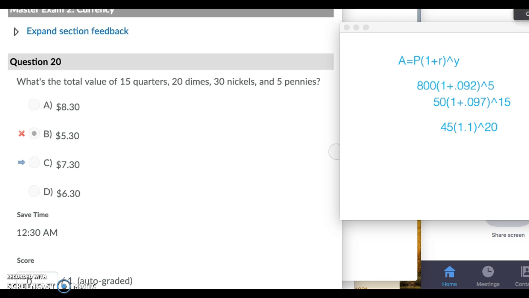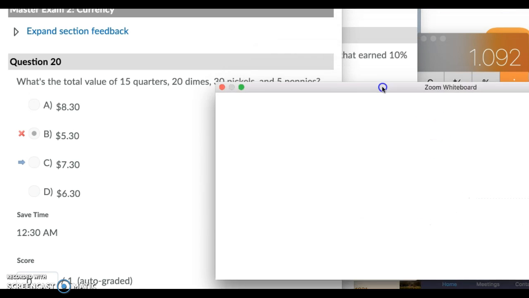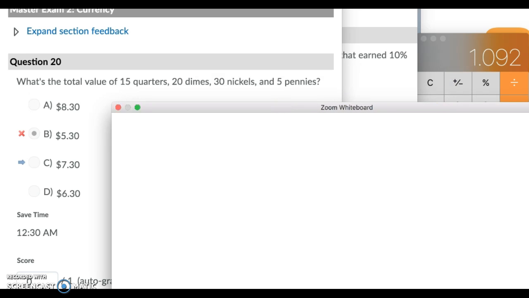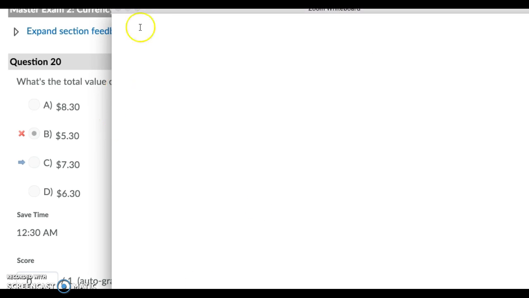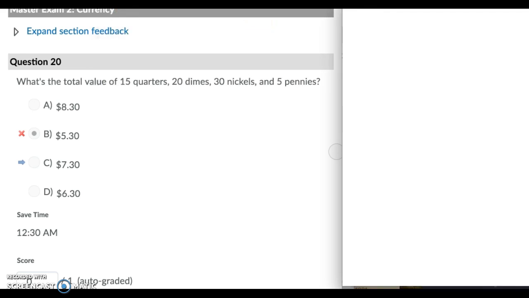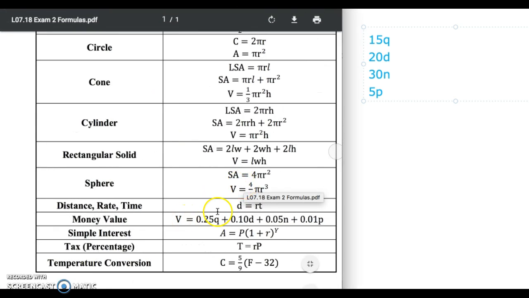What is the total value of, hold on, let me change this size. Okay, what is the total value of 15 quarters? So we've got 15 quarters, 20 dimes, 30 nickels, 5 pennies. I think there's actually one on the formula sheet. Yep, right here, money value. So what I'm going to do is just plug this in.